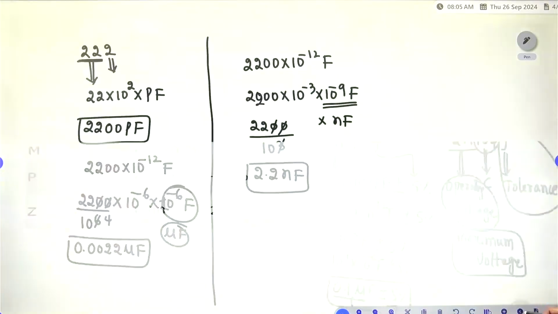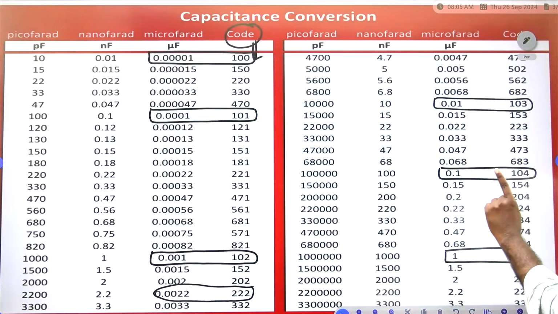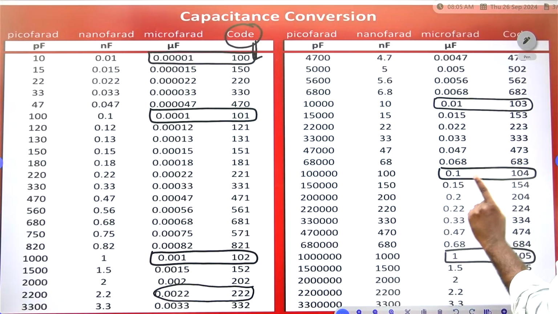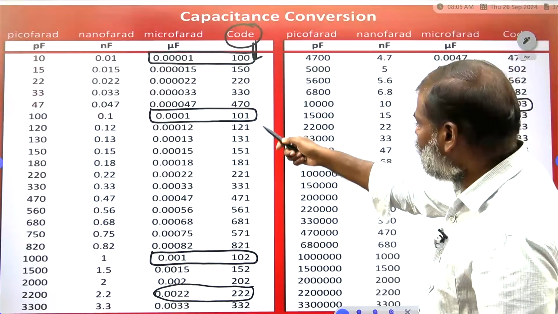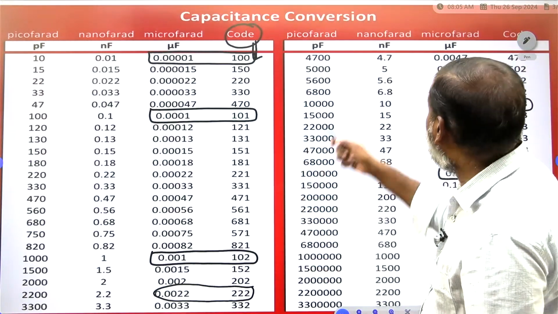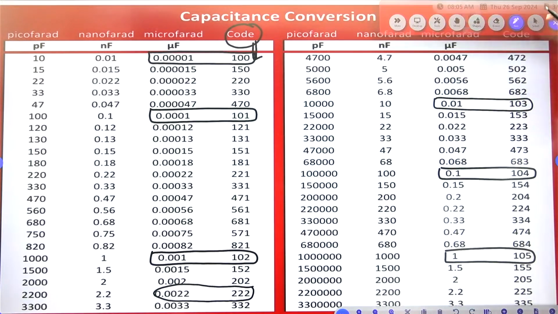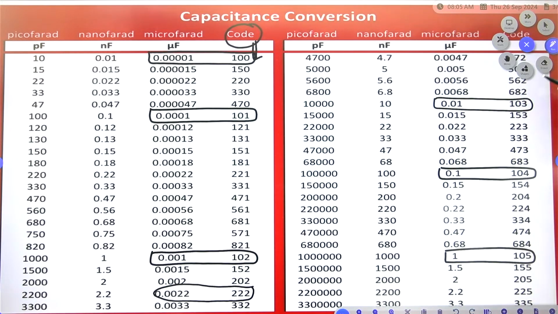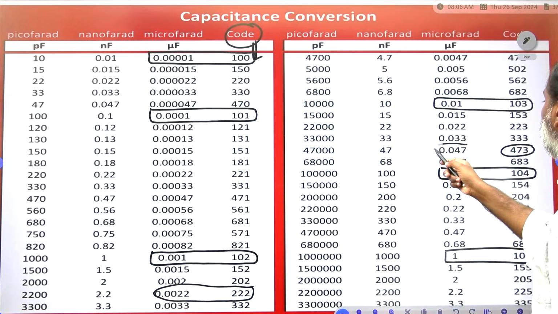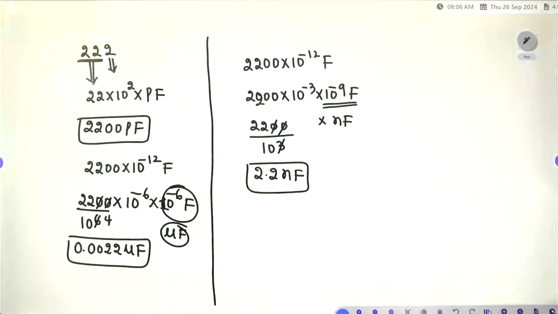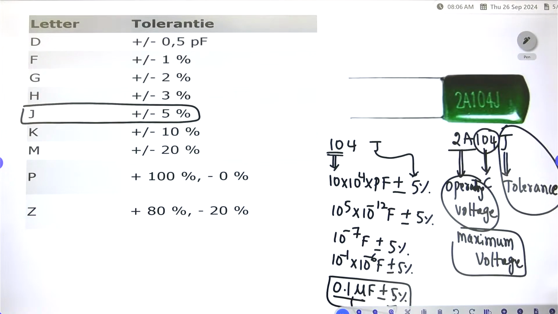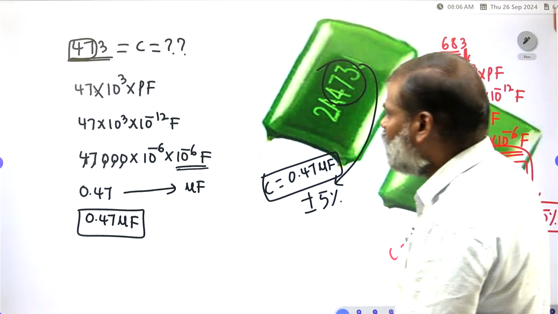Otherwise, once you check, I already gave it in the table. Which one are we discussing? 473. Where is the 473? You observe 470, 471, 472. This one is 473. In terms of the micro, 0.047. Sorry, you have to see in terms of the micro ones. You have to take this one.